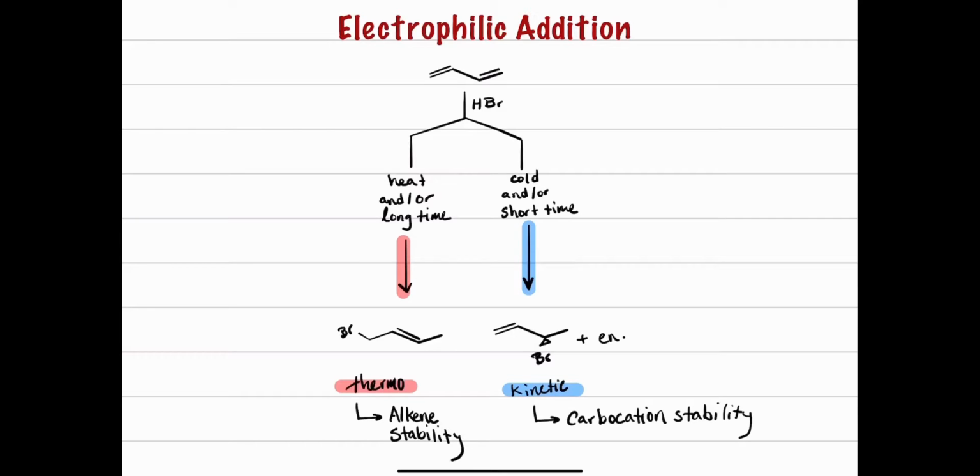With heat, we have added energy to the system, and it pushes it through the activation energy barrier. So with heat, we're going to have an equilibrium between the kinetic product and the thermodynamic product because there's enough energy there for both of them. However, because the more substituted alkene is the more stable product, this will be our major product under thermodynamic conditions.